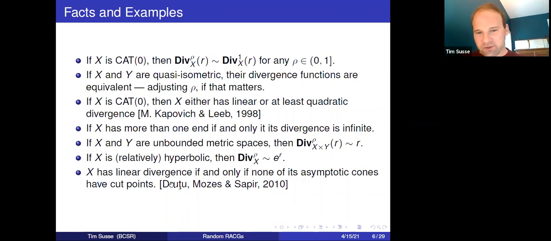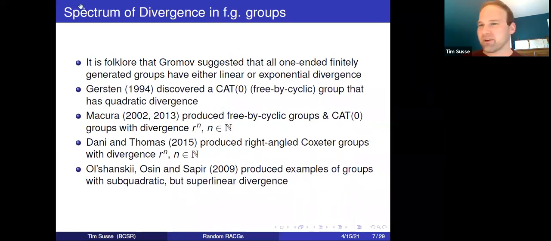And a very important result of Druţu, Mozes, and Sapir from 2010 tells us that a metric space X has linear divergence if and only if none of its asymptotic cones have cut points. And so in terms of what you can get for divergences, it's folklore that Gromov at some point suggested that all one-ended finitely generated groups have either linear or exponential divergence. But in '94, Gersten proved that there is a CAT(0) free-by-cyclic group that has quadratic divergence.